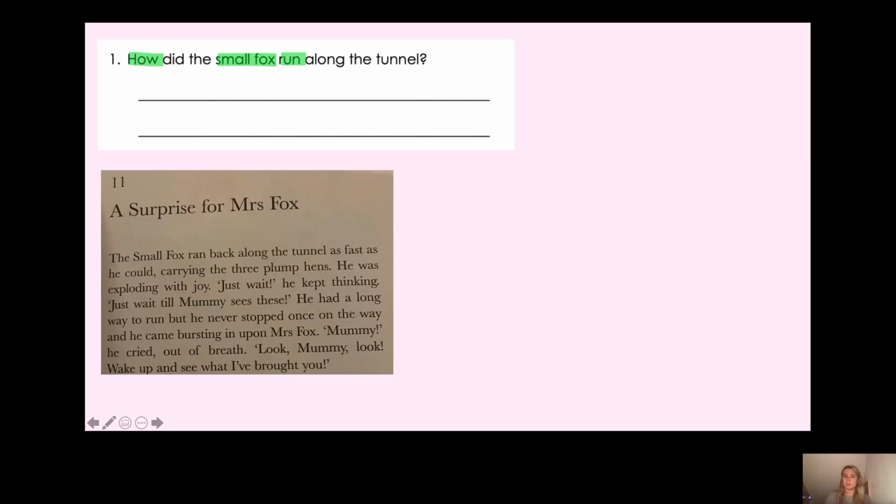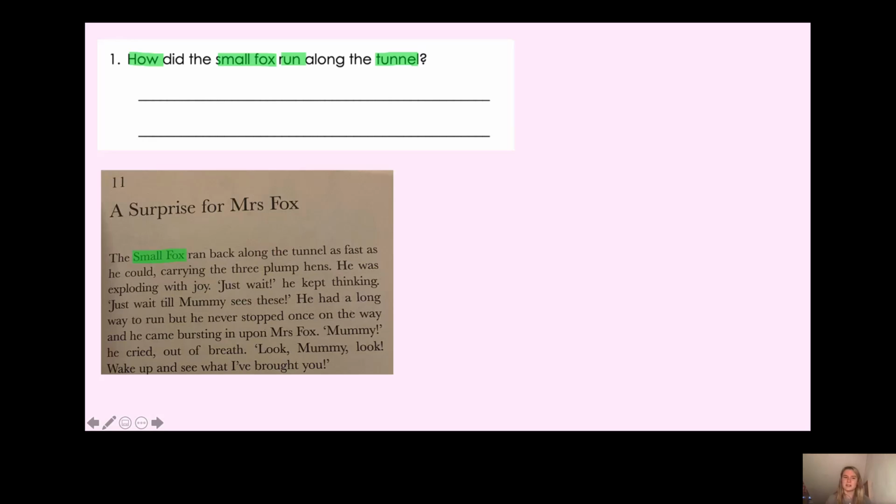Now where was he running? Well, he was running along the tunnel. So we have highlighted the keywords here. Now, when we are answering retrieval questions, you will very often find the keywords from your question actually in the text. So how did the small fox run along the tunnel? So let's see if we can find small fox, run or tunnel in the text. Well, if we look at the start of our chapter, we can see that, yes, look, the second word in our chapter and the third word are small fox. So there we go. We've got that from our question and we've found it in the text.